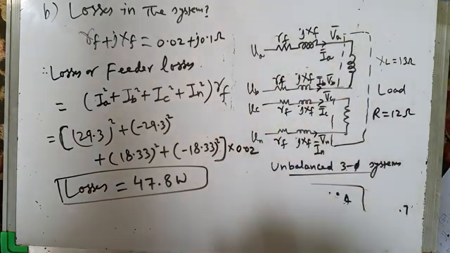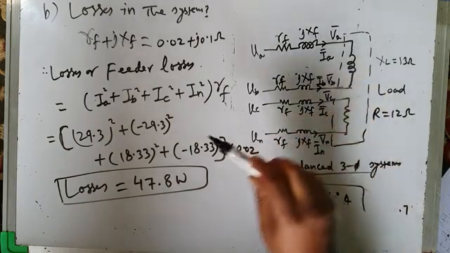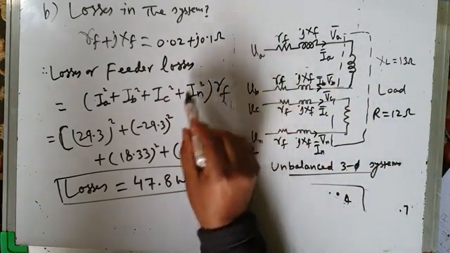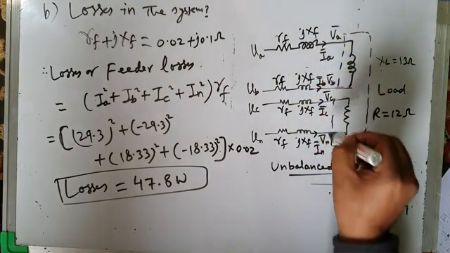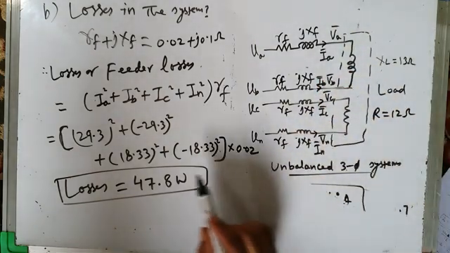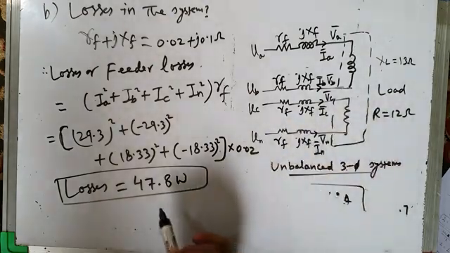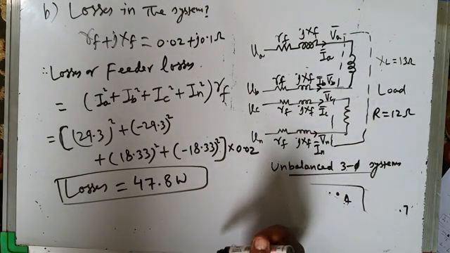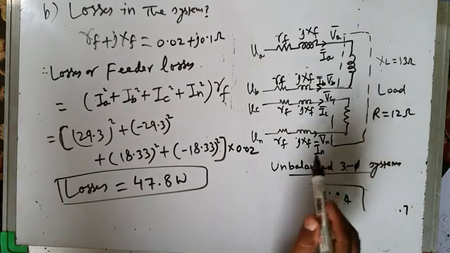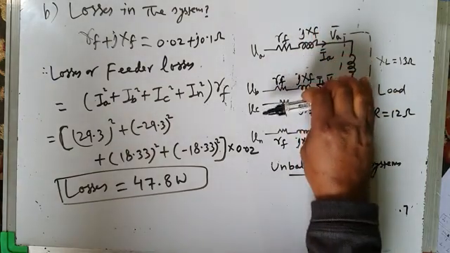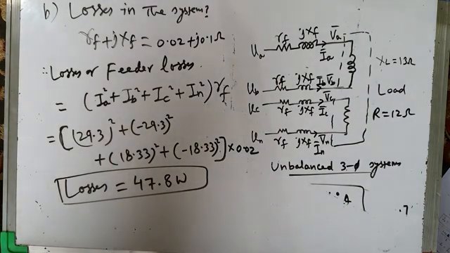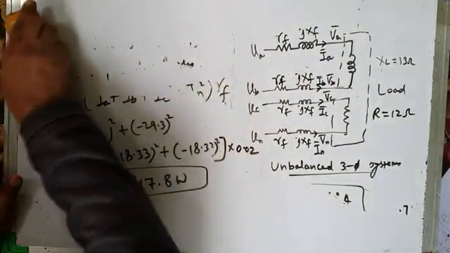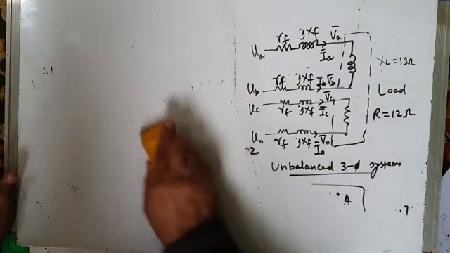See, if the system would have been balanced, I mean the load also would have been balanced, the neutral current would have been zero. Then this IN square RF would not have been there. But because of unbalance in the load currents or the line currents, a neutral current of 18.33 amperes is also flowing. So that gives an additional neutral loss. And therefore the total line losses in line A, line B, line C, including neutral, are 47.8 watts. Okay, so that was about part B of the problem.